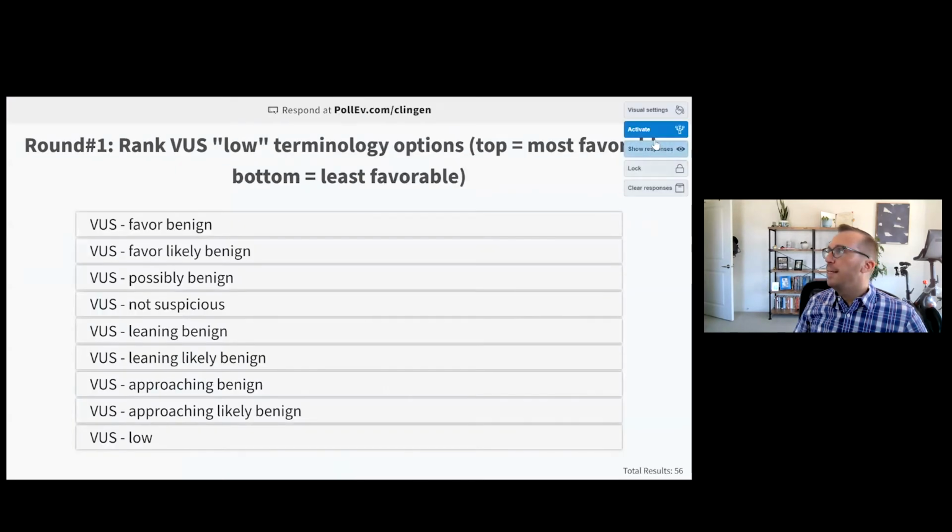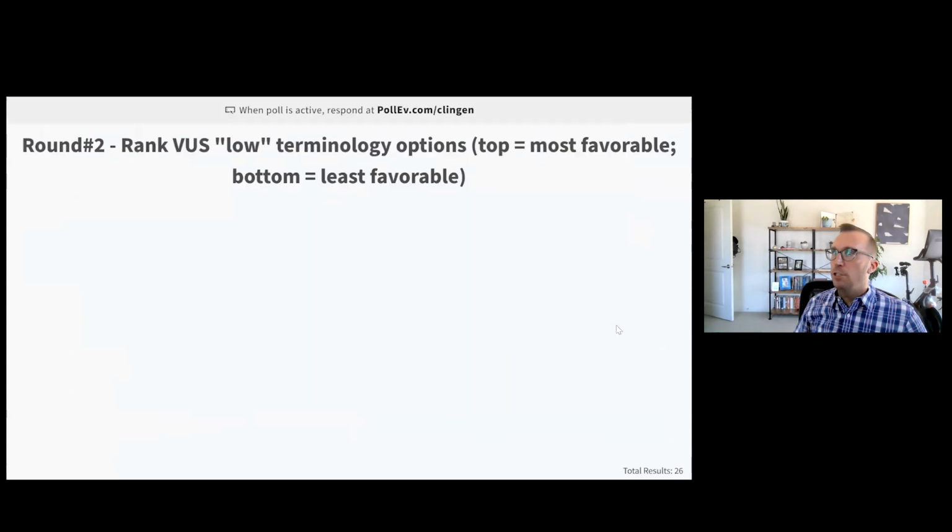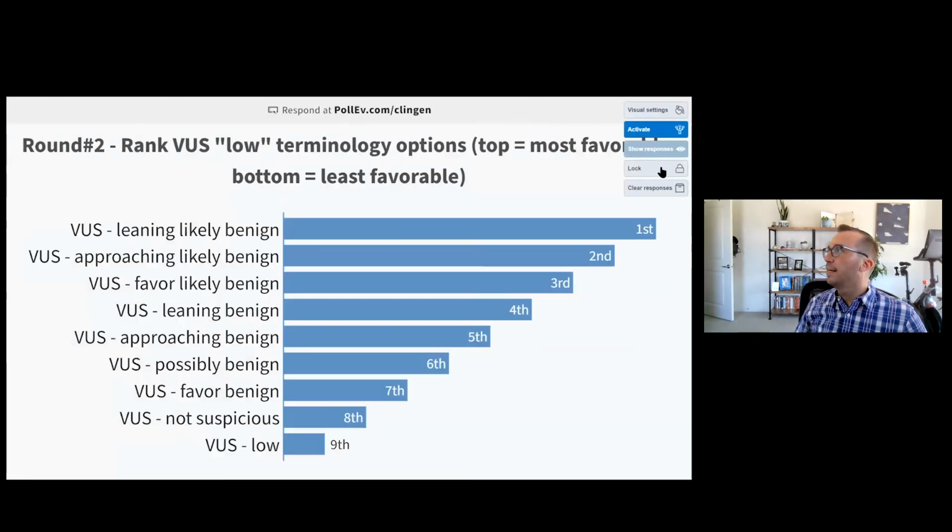And on the benign side, or the low side, approaching likely benign, so mirroring what we did on the other side, and the other terms being kind of at the bottom here. And after round two, interesting, this one also flipped to leaning over approaching between the first two rounds. That's good to know. I'll have to look at what the numbers were. I forgot to add an option to actually see how many people voted for each one of these, to see what the difference between first and second rounds were.